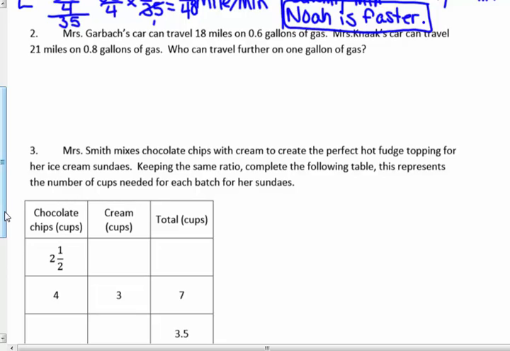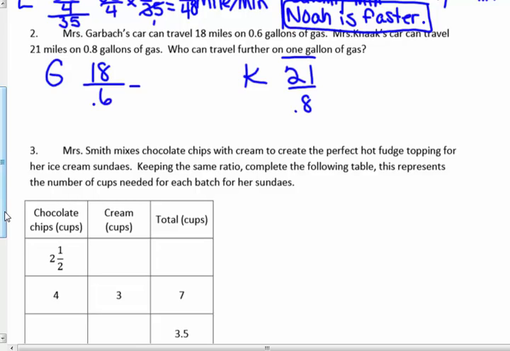Number 2. Mrs. Garbach's car can travel 18 miles on 6/10 of a gallon of gas, and Mrs. Knack's car can travel 21 miles on 8/10 of a gallon of gas. Who can travel farther on 1 gallon of gas? 1 gallon. It's asking me to find the unit rate, miles per gallon. So Garbach, miles per gallon, 18 divided by 6/10, or Knack, 21 divided by 8/10. Miles per gallon.